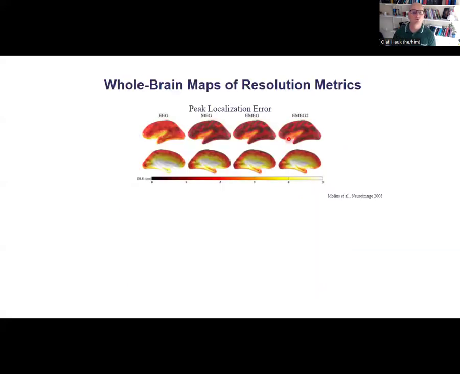And this was used, for example, in this study to demonstrate the benefit of combining EEG and MEG together. So here we see peak localization error computed for every source across the cortex. So dipole by dipole, you compute the point spread function, which in the case of the minimum norm method has the same shape as the crosstalk function, so it applies to both.